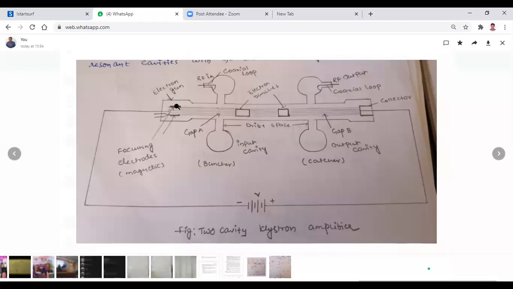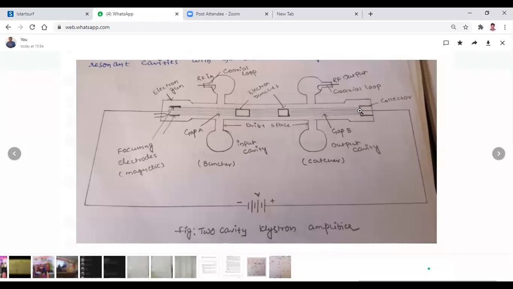Already we know that the cathode can generate electrons. So here I want to use the electron gun, with its focusing electrodes. The electrons are generated or delivered from this electron gun and travel like this, and they are collected by the collector. Already we know that electrons are always attracted by the positive charge, so the collector has the positive charge.